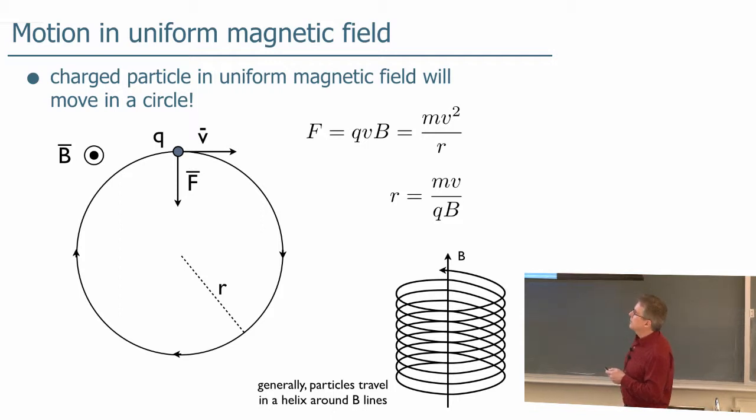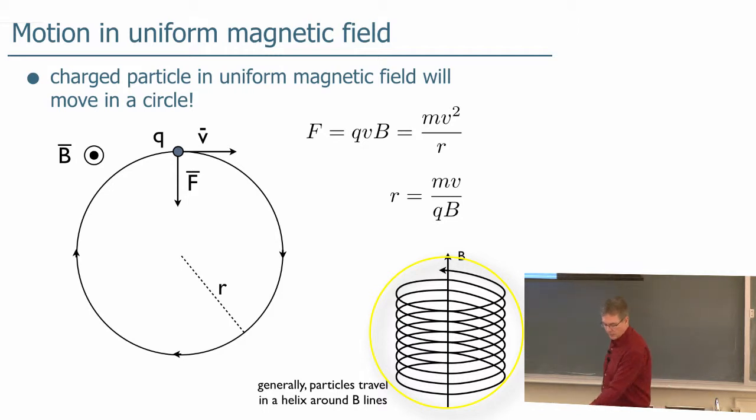Now, if in addition this particle had some velocity out of the screen, it wouldn't feel that. That component of the velocity wouldn't be affected by the magnetic field. And what you would have is a charged particle would undergo a motion like this. It looks like a spring, or mathematically, that's the form of a helix. That shape is called a helix. So in general, what you find is that charged particles moving in a magnetic field move in helices around the field lines. The stronger the field, the tighter the helix.